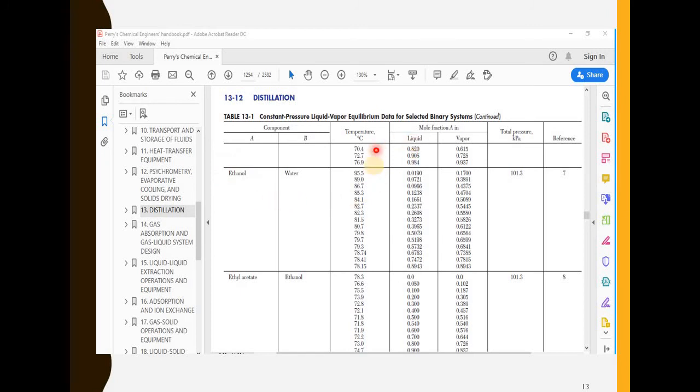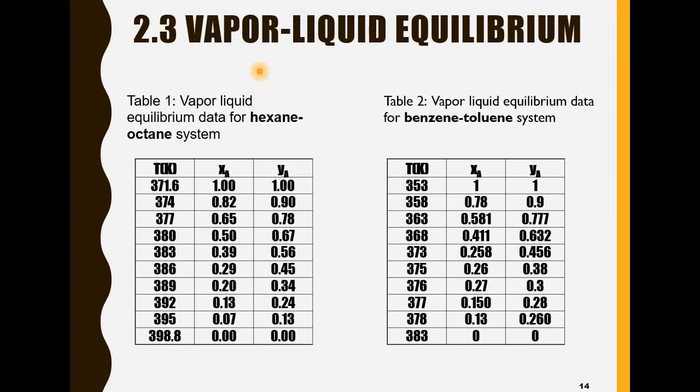Okay, so when this vapor liquid equilibrium data is tabulated, at a certain temperature we already know the value of the mole fraction of A at each temperature here. So we can plot a graph, actually. This is also an example, the vapor liquid equilibrium data for the hexane octane system. In the hexane octane system, hexane is component A and octane is component B.